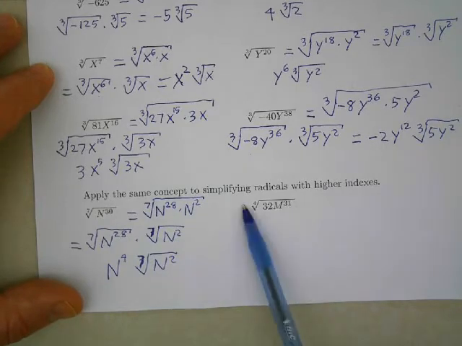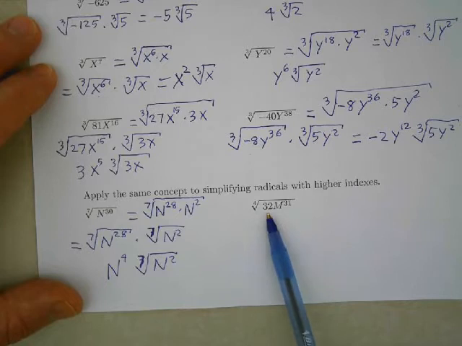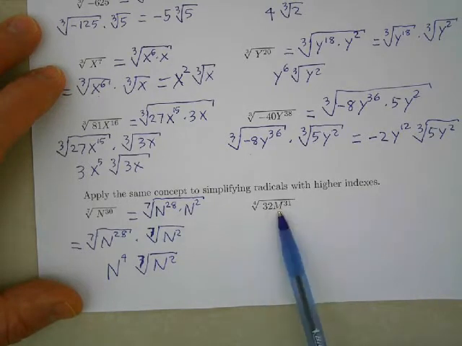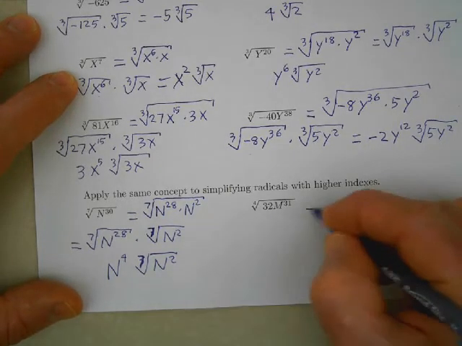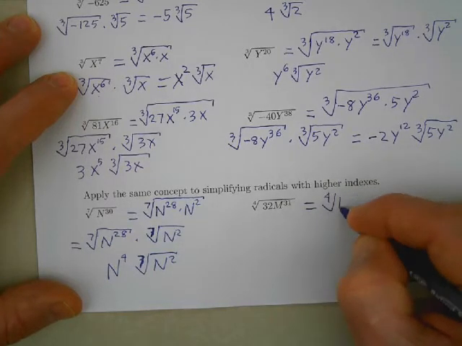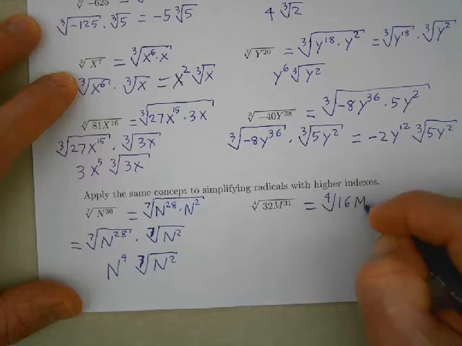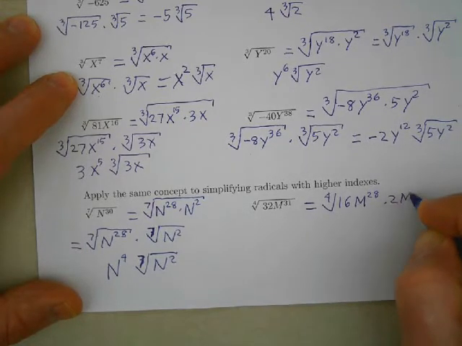Okay, the fourth root of 32m to the 31st. The largest factor of 32 that's a perfect fourth power is 16. 2 to the fourth is 16. The largest fourth power factor of m to the 31st is m to the 28th. So we'll rewrite this as the fourth root of 16m to the 28th times 2m to the third.